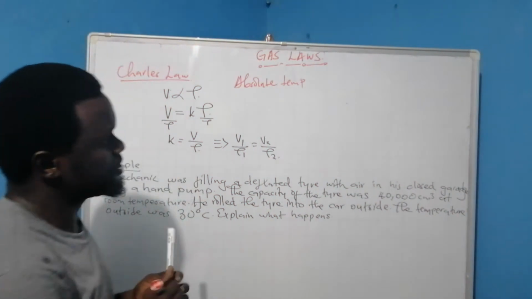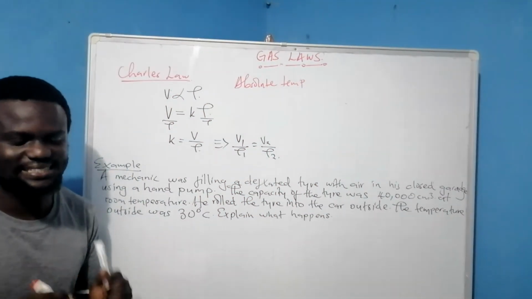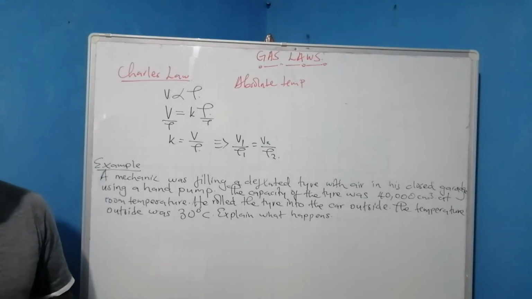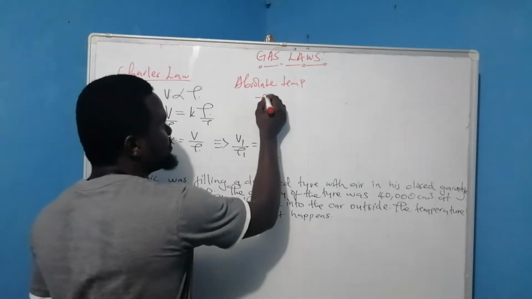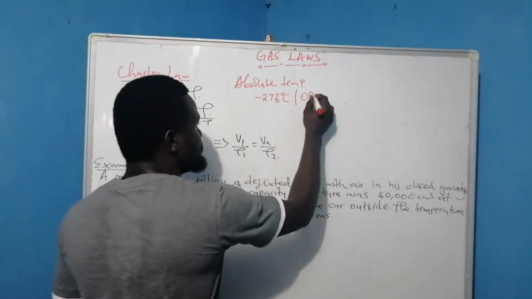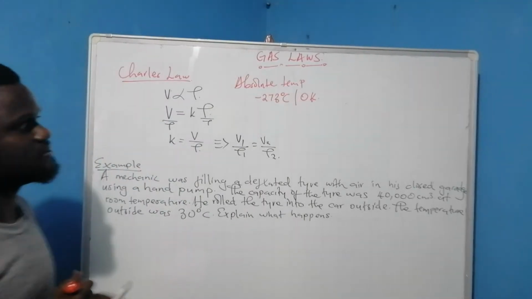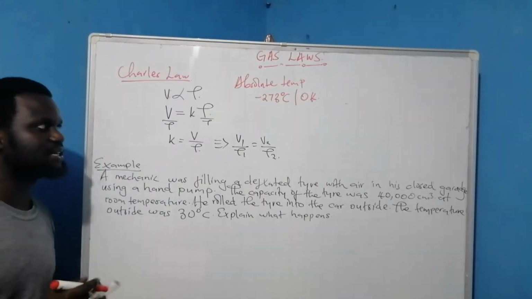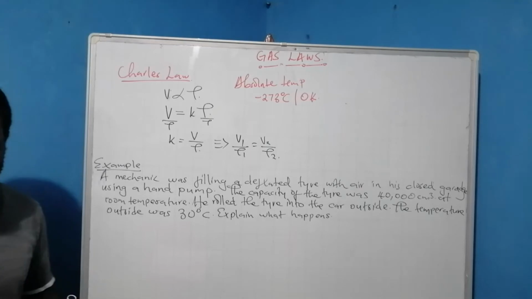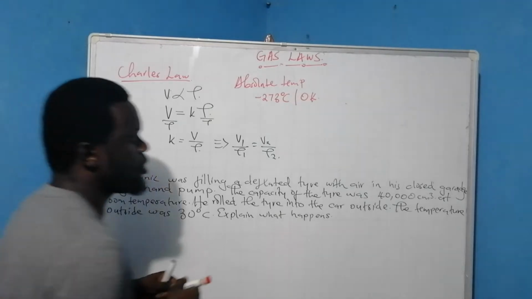The absolute temperature is the lowest temperature at which a gas can exist, and that is normally equal to -273 degrees Celsius or 0 Kelvin. So at -273 degrees Celsius, that is the absolute temperature, or rather 0 Kelvin. And we can have graphical representations of both.